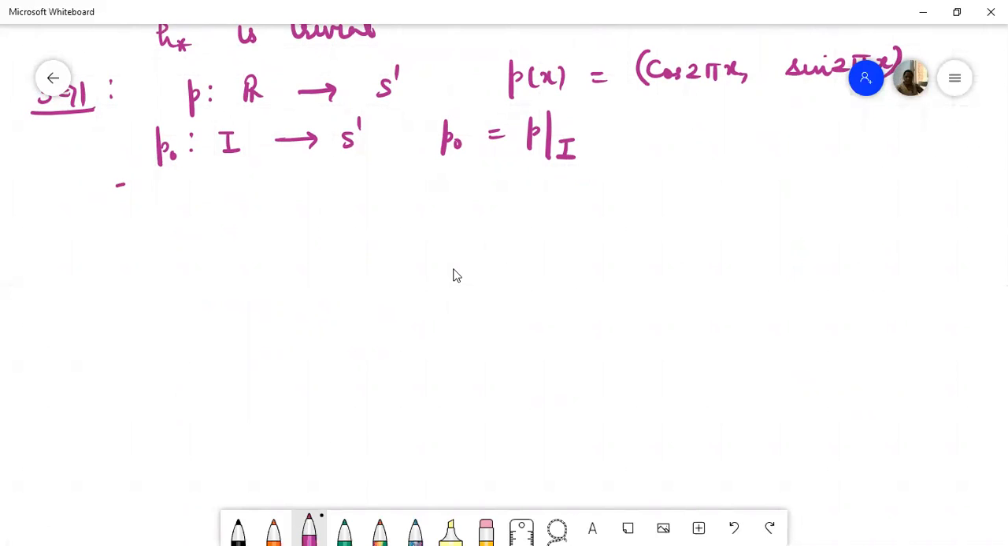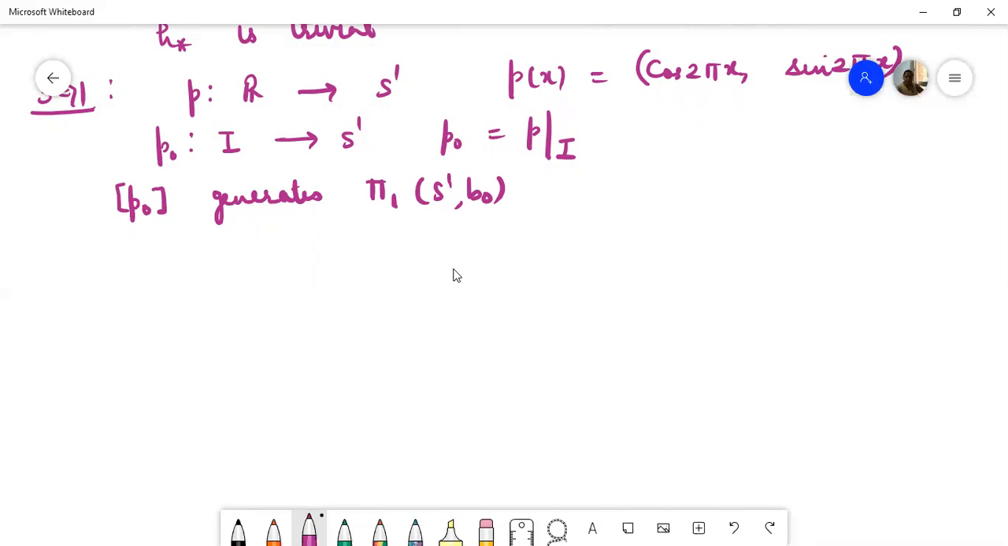Now this homotopy class of P naught. P naught is basically a path, because the domain of this P naught is I. So this is a path in S1. So the path homotopy class of P naught generates pi 1 S1 at B naught, because first of all, this pi 1 S1 B naught is a group which is isomorphic to the group Z, and the group Z is cyclic. So this is generated by one element.